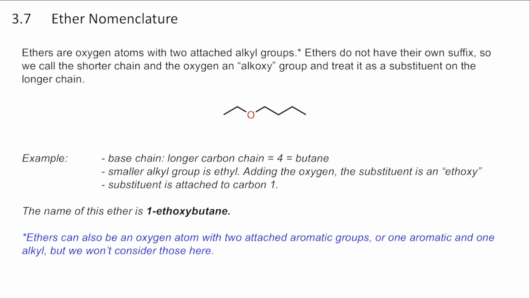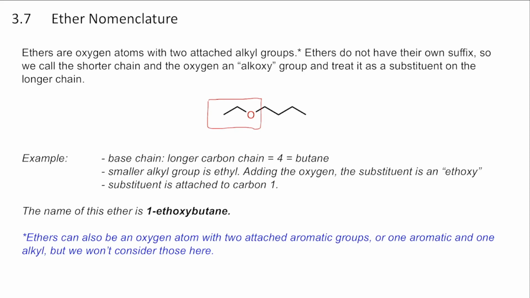Ethers. Ethers have an oxygen with 2 different alkyl groups. There's a few different ways that are acceptable to name ethers, but we're going to be consistent and just stick with 1. We're going to look at these as having a long chain on one side and a short chain on the other side. Whichever side is the longer side, we're going to choose that as our base name. And we're going to take the shorter chain along with the oxygen, and we're going to call that a substituent.